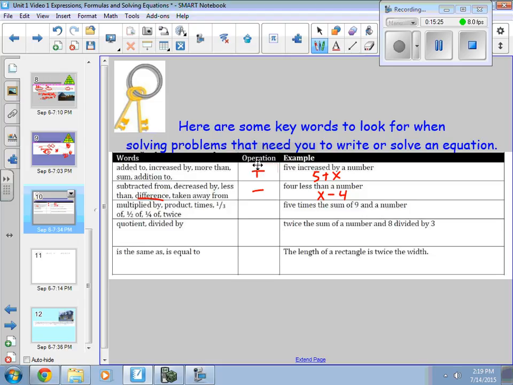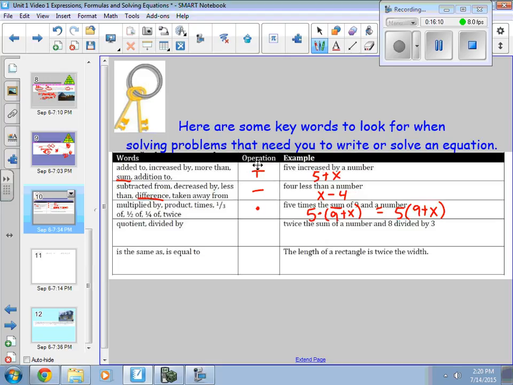All right, the next one, multiplied by, product, times, 1/3 or half or 1/4 or twice. Those are all things saying to multiply. So 5 times the sum of 9 and the number, we'd write 5 times. Okay, now we get the sum. If we go back, sum is something that means to add. So we're multiplying two things being added here. 9 and a number. So it'd be 5 times 9 plus x. You don't really have to write this little times thing here. We could also just write this as 5 parentheses 9 plus x.